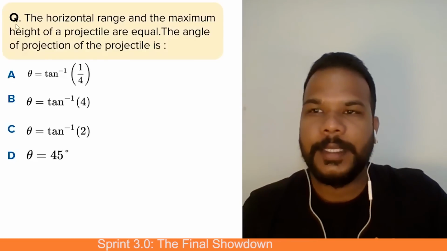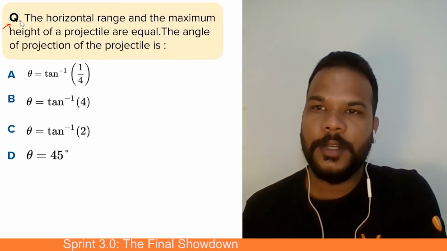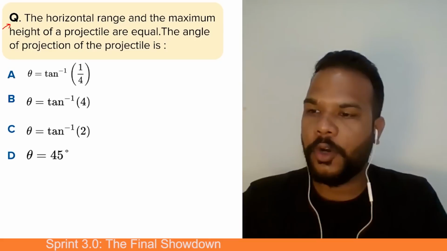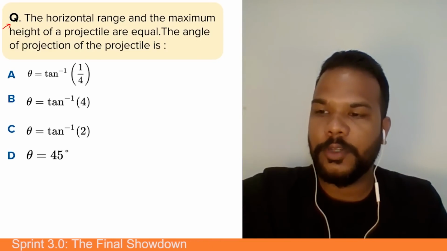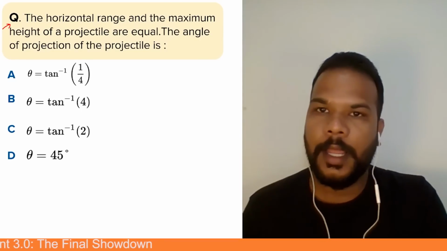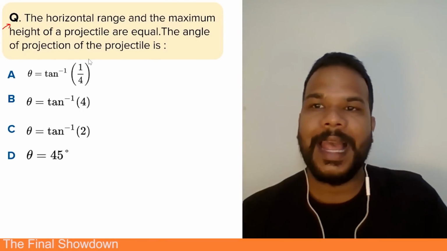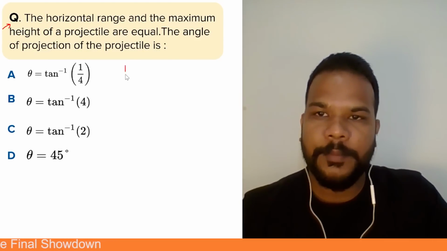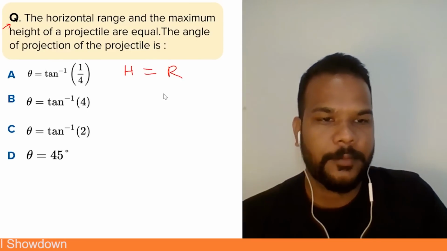Okay. So guys, let's start with our problem solving. The very first question, please read the question, guys. It says that the horizontal range and maximum height of the projectile are given to be equal. So the values of capital R and H are given to be equal. We have to find out the angle of projection. Means what? Simply H equal to R, and we will be able to solve it simply.